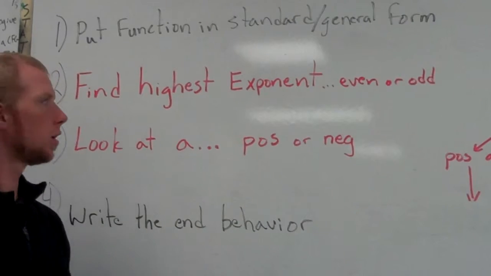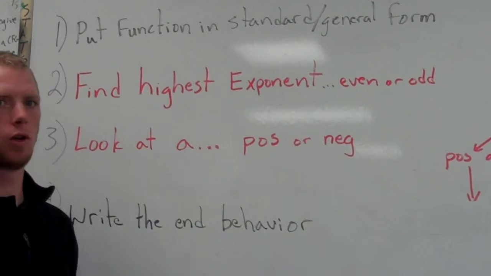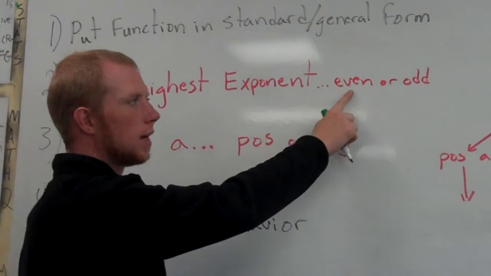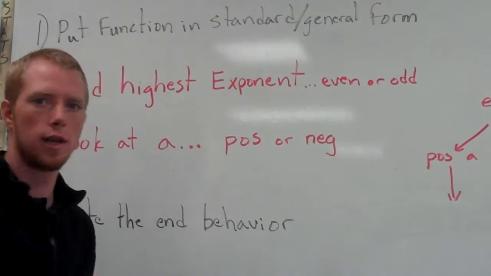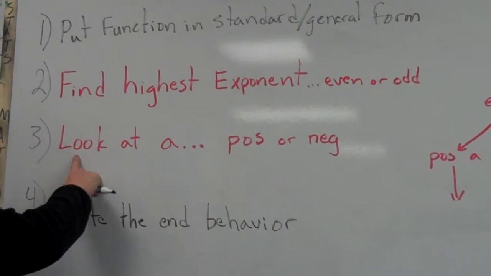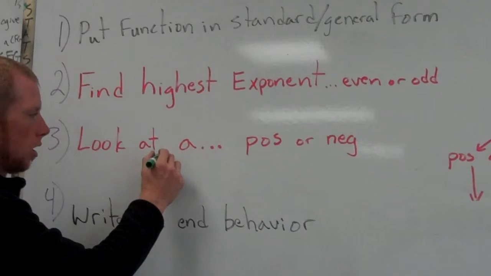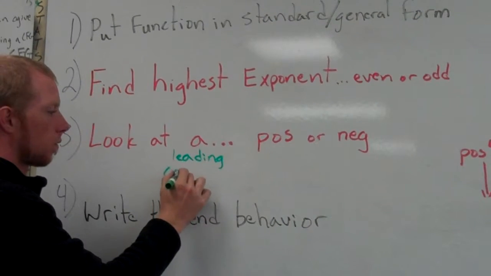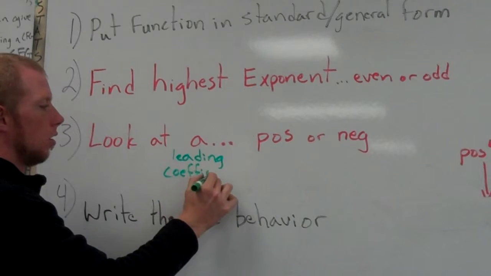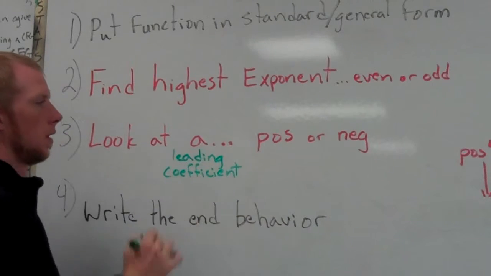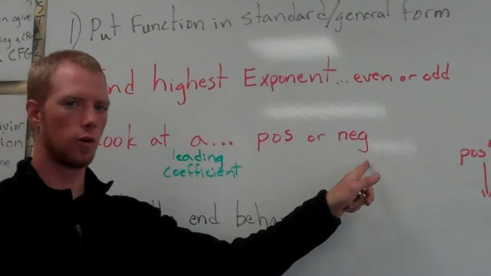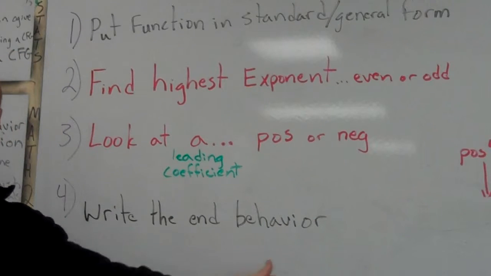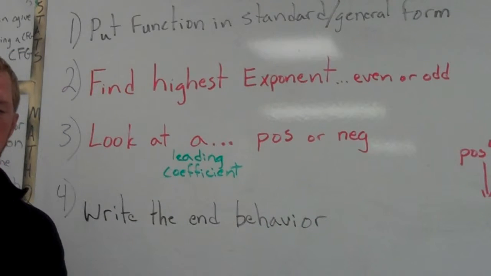Once I do that, I'm going to find the highest exponent and determine whether that exponent is an even or an odd number. Then I'm going to look at A, which is also called the leading or lead coefficient. Is that number positive or negative? And last but not least, then I just have to write the end behavior.